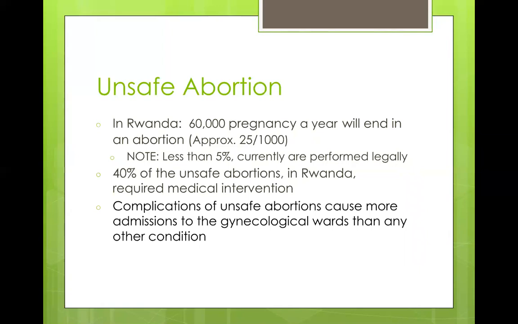So what happens? Unsafe abortion happens. In Rwanda, abortion happens at the same frequency as it does in other developing nations. It just means that the majority of abortions provided in the country are done illegally. Less than 5% are performed legally, and of that, most are happening in privately funded doctor's offices. It is only something that is accessible by someone with financial means.